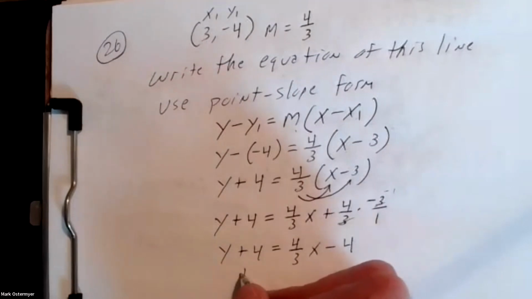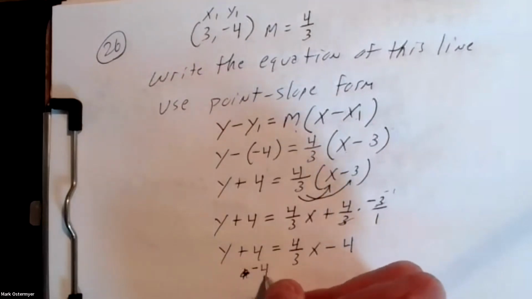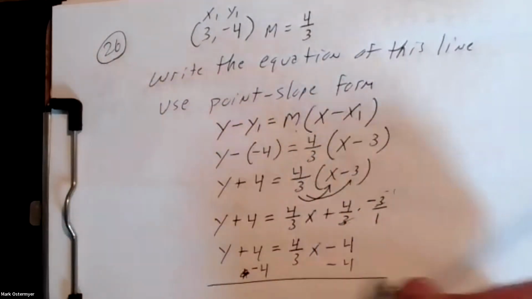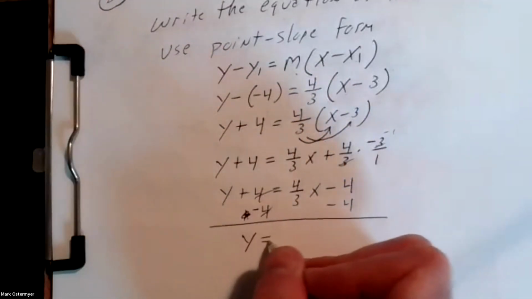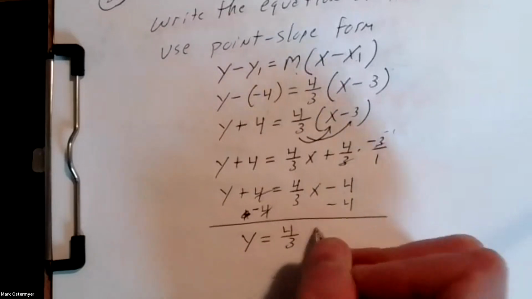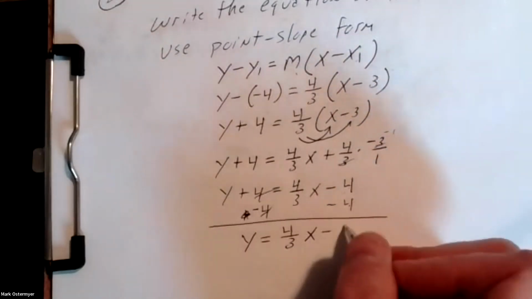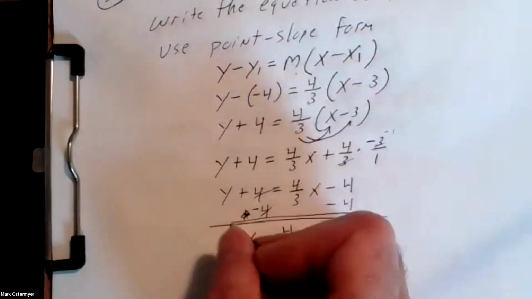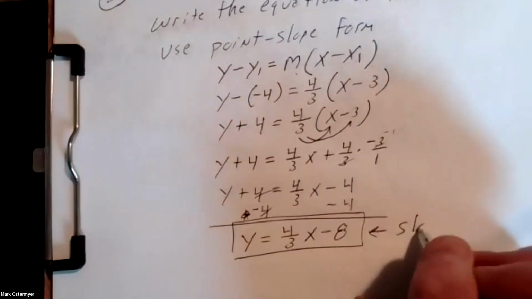Finally, we subtract 4 from both sides of the equation to solve for y. So therefore, we got y all by itself, and y is equal to 4/3 x, -4 minus 4 is -8. And we're done, ladies and gentlemen. This is called slope intercept form.